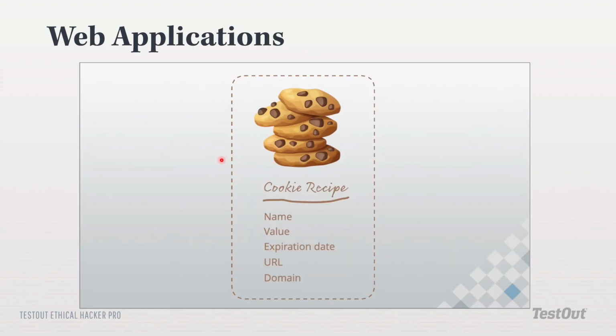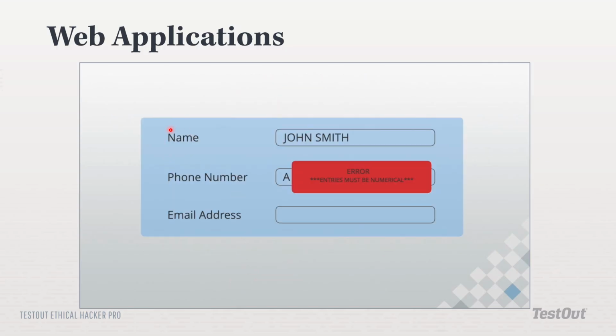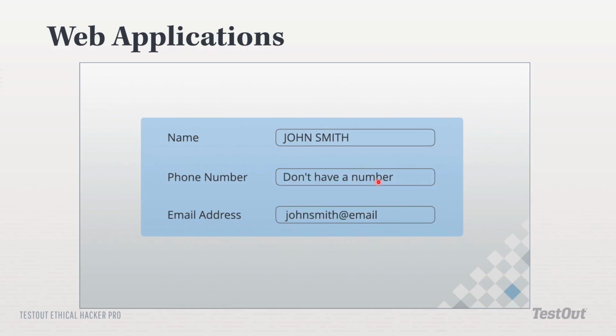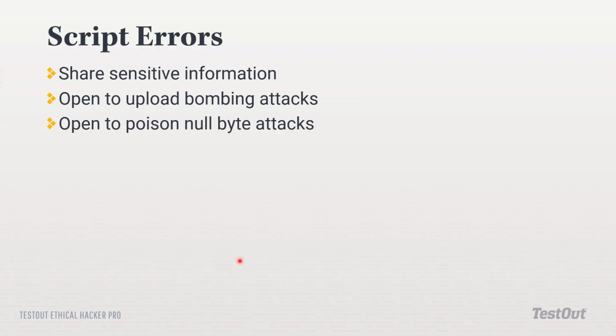We've got a couple of images here talking about the different types of applications and servers that we have. We would need one for a baker, right? Here's a cookie recipe. And you can see the information here: the name, the value, the expiration date, URL, and domain. We've got our name, John Smith, phone number. Oh, error, entries must be numerical, right? So we're seeing how different inputs can be validated, and then email addresses. So that's a part of the web application.